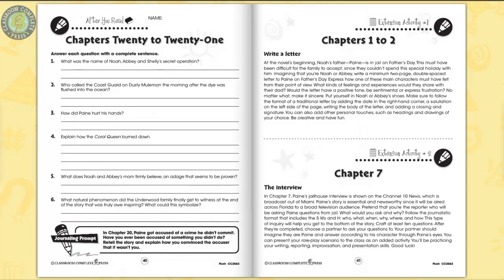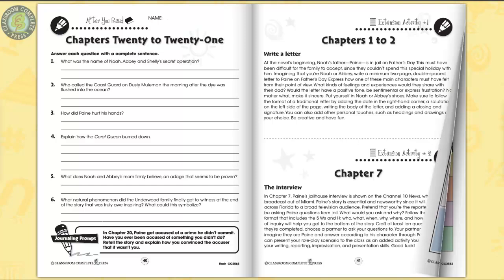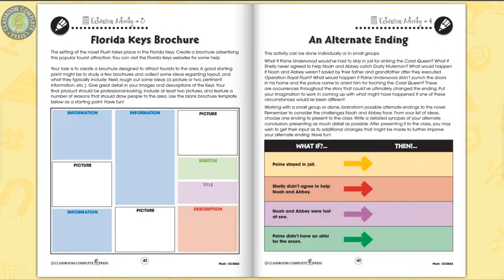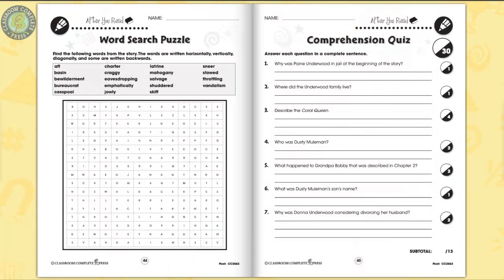4 additional extension activities follow. Supplement an existing unit with in-depth writing tasks, such as creating an alternate ending to the novel by answering what-if questions. A word search puzzle and comprehension quiz ends the unit.